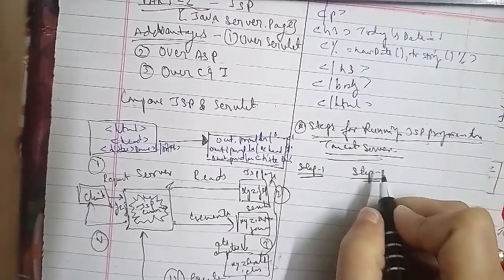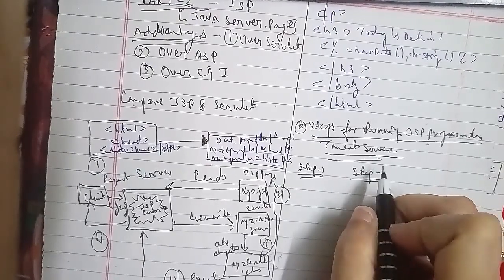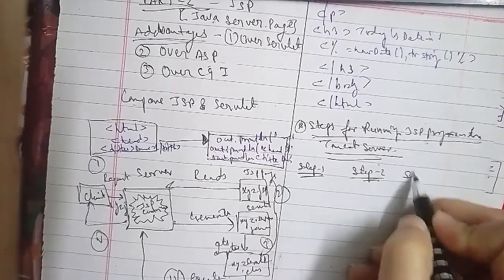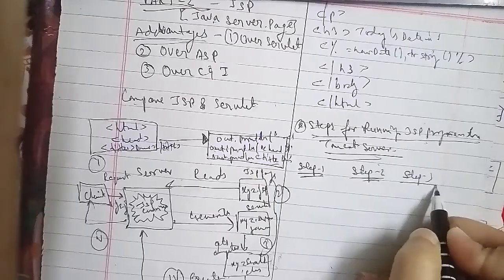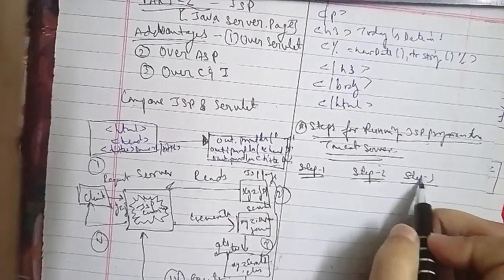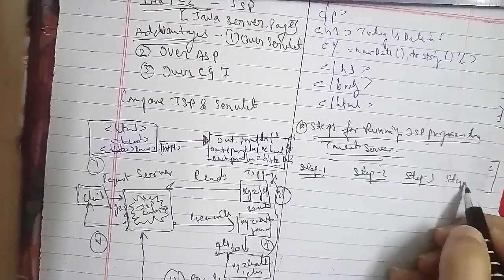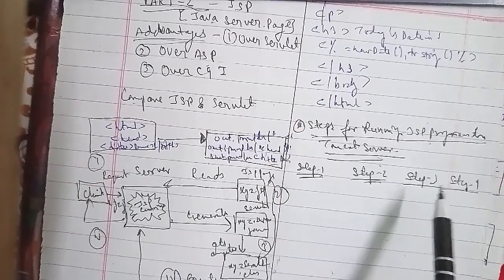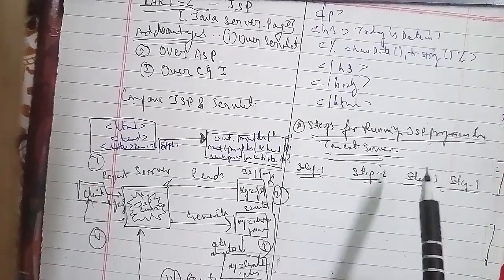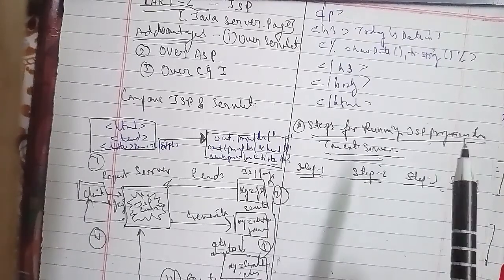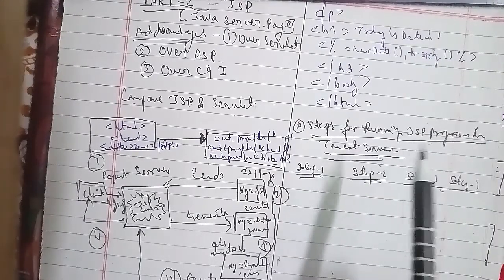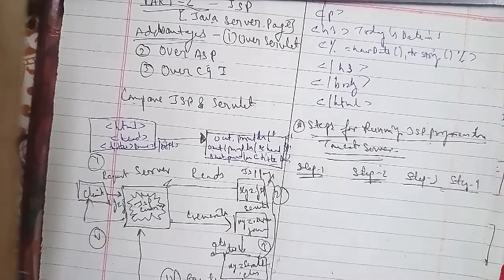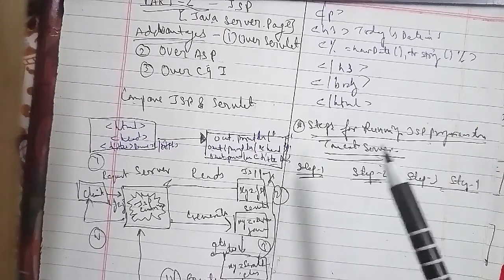Now we'll discuss a simple JSP page for displaying the message: This is my first JSP page. For that we have to write a program, and we will follow these steps to get the JSP page displayed. So I'll write it down here. Write a JSP page for displaying the message, that is, this is my first JSP page.